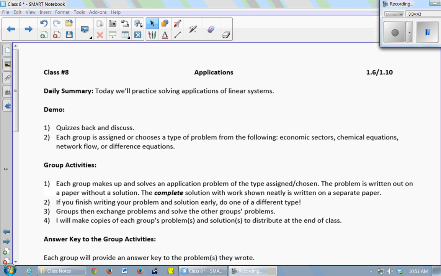All right, so for each group, I want you to make up and solve an application of the type that you were just given. So you're going to write out the problem on a piece of paper without the solution, and then on a separate piece of paper, write out the complete solution to your problem. If you finish writing your problem and solution early, do another one of a different type. And then once everyone's written a question, we'll exchange and solve each other's problems.